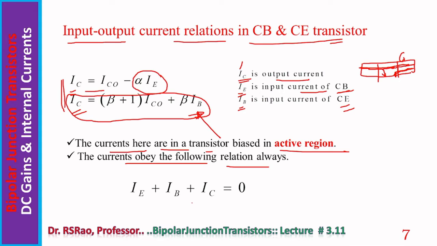IE plus IB plus IC equal to 0. This is IE, this is IB, this is IC. Kirchhoff's current law says that the algebraic sum of all the currents entering into a node is 0. So when you apply it, we get this. These two are quite important, frequently used relations in solving problems in BJTs.